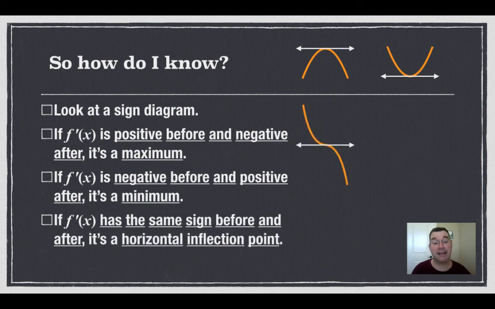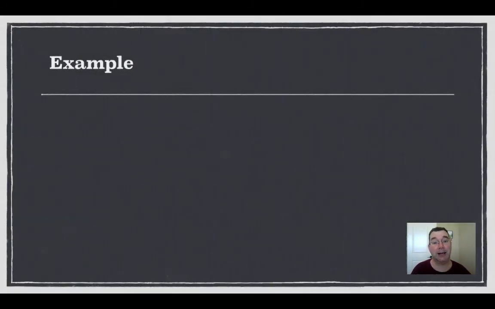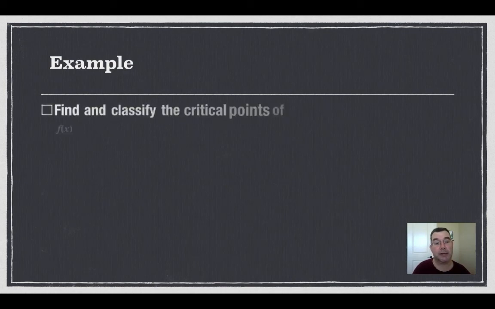Now, if the first derivative has the same sign before and after, then you must have a horizontal inflection point, meaning that it was decreasing before and decreasing after, like this one on the left, or it was increasing before and continued to increase after, like the one on the right. So that's how you can tell, by looking at a sign diagram. That'll tell you whether you have a maximum or a minimum or a horizontal inflection point.